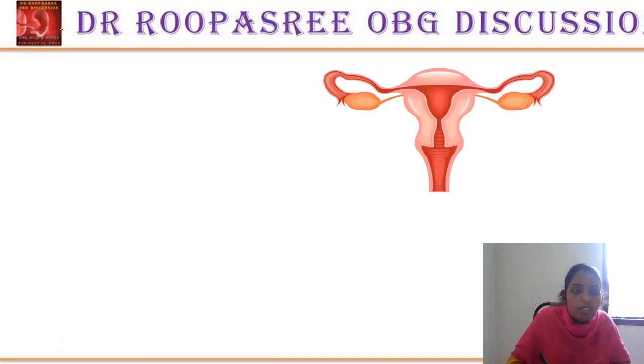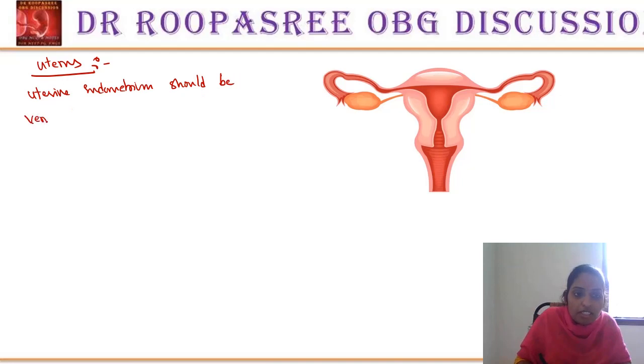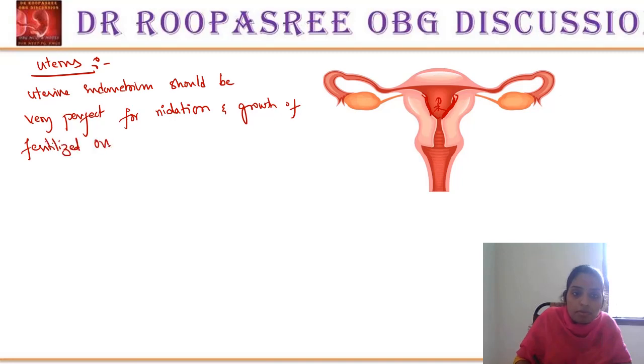Next is the uterus. Uterine endometrium should be very perfect for nidation. Perfect means all the layers and the hormonal support should be good. This is the uterus where the baby will be growing, so perfect for nidation. Nidation means the zygote implantation, and the growth of the fertilized ovum.